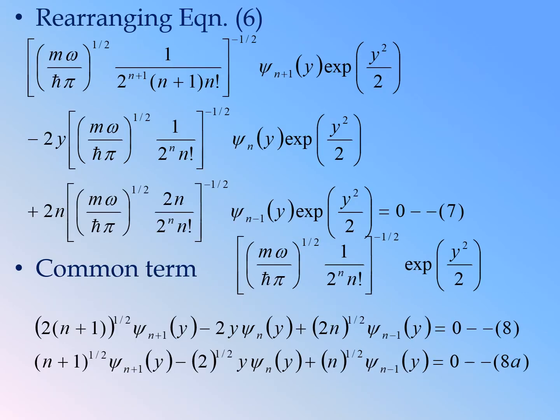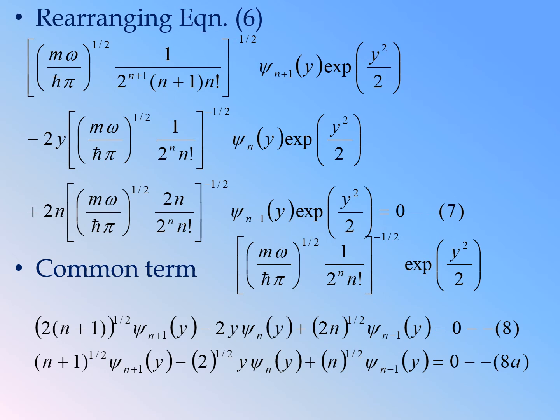Now you rearrange this equation. Here n plus 1 factorial can be written as n plus 1 into n factorial. Similarly for n minus 1 factorial, if you multiply and divide by n, then n into n minus 1 factorial becomes n factorial. So after rearranging, the common term is (m omega by h cross pi) whole power half, 1 divided by 2 power n factorial whole power minus 1 by 2, exponential of y squared by 2.